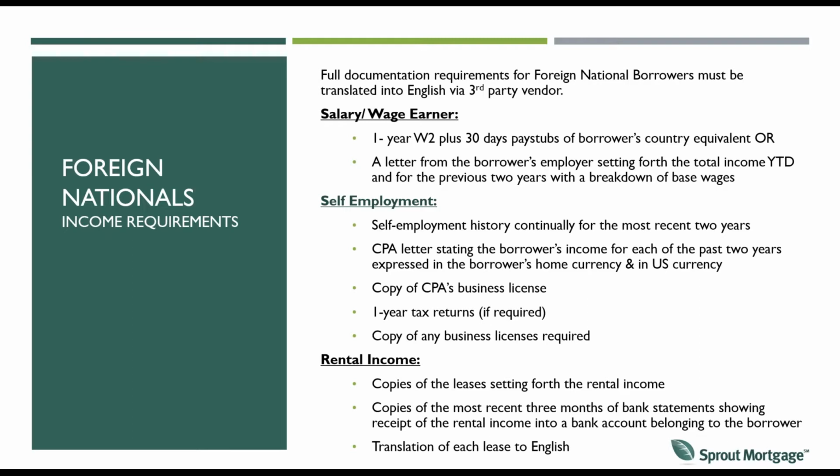For self-employed, they'll need at least 2 years of history, a CPA letter stating the borrower's income for the past 2 years, expressed in the borrower's home currency, and then of course that conversion into US currency. You'll need a copy of that CPA's business license, and then a 1-year tax return if required, depending on the program, and then a copy of any business license are required as well.